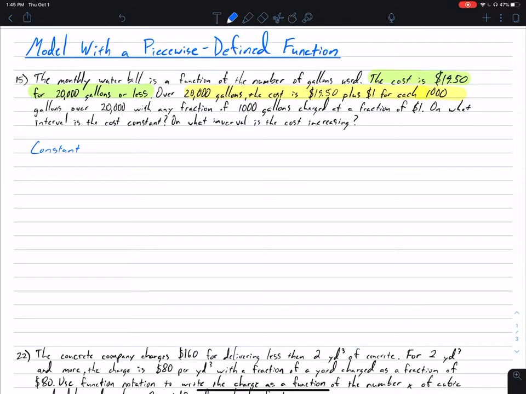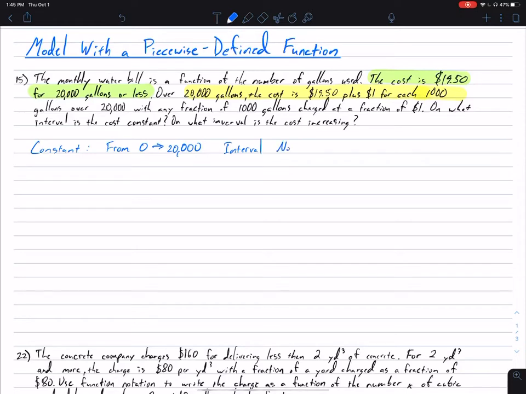All right, here highlighted in green, it says the cost is $19.50 for 20,000 gallons or less. So it's constant from 0 all the way up to 20,000 gallons. So how do we write that mathematically? Well, we can use interval notation. No matter how much water we use up to 20,000 gallons, it's always going to be the same. So it's, again, a constant charge.